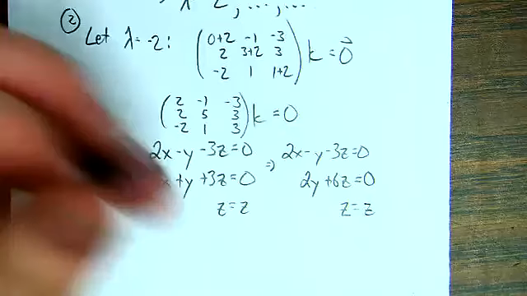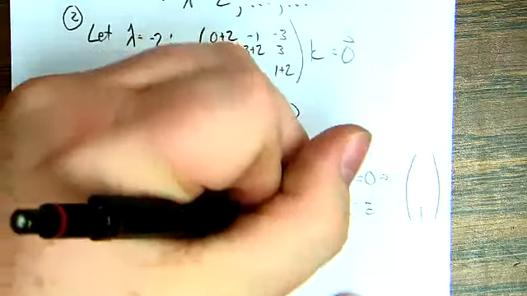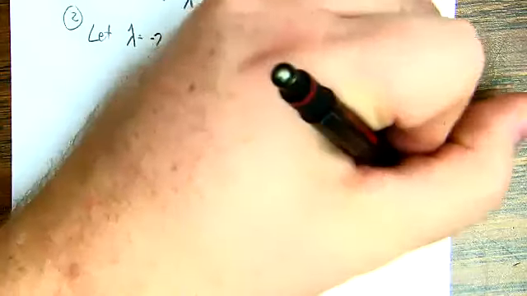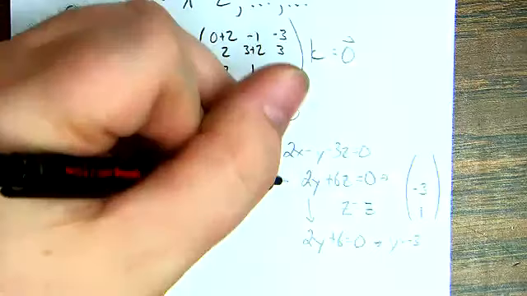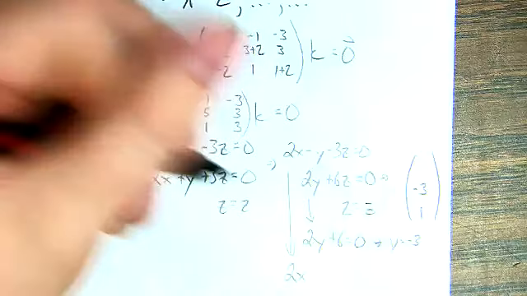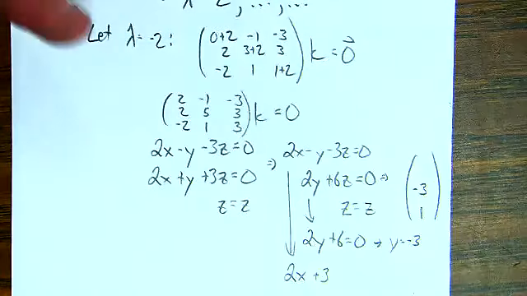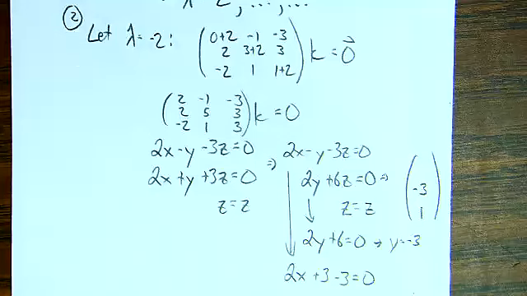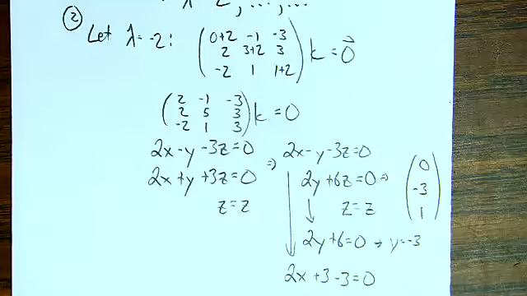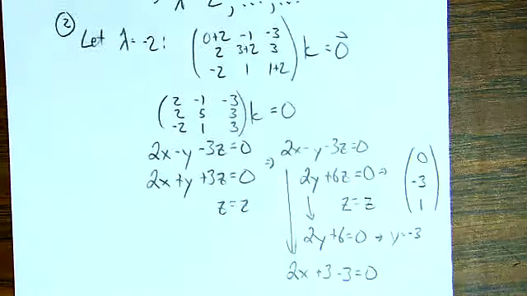So now I need to find values of x, y, z that make this true. You'll notice x and y both depend on z. So if I choose z to be 1, this equation becomes 2y plus 6 equals 0. So y has to be -3. And in this case, I have 2x, y is -3, z is 1. And so I get that x has to be 0. And so we found the eigenvector associated with this eigenvalue.